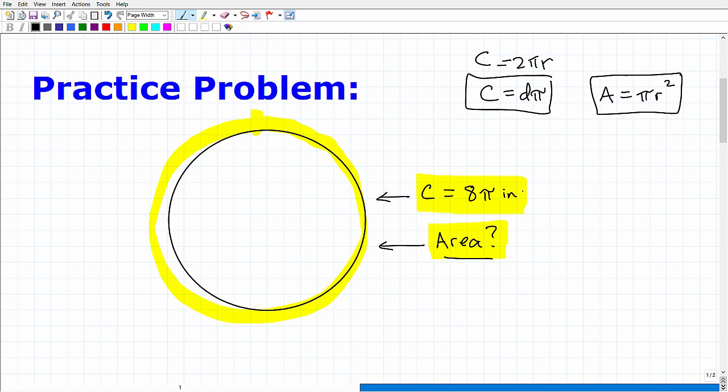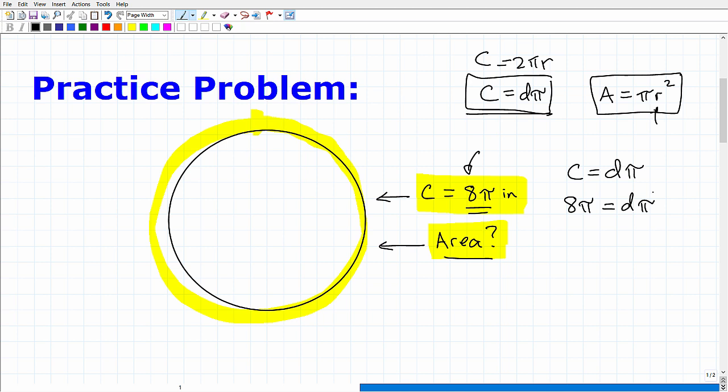So we need to use this given information to get what? Well, I can't calculate the area unless I have the radius. So let's use this formula: the circumference is equal to the diameter times pi. I know the circumference is 8 pi inches, so we'll put that here. 8 pi is equal to the diameter times pi.